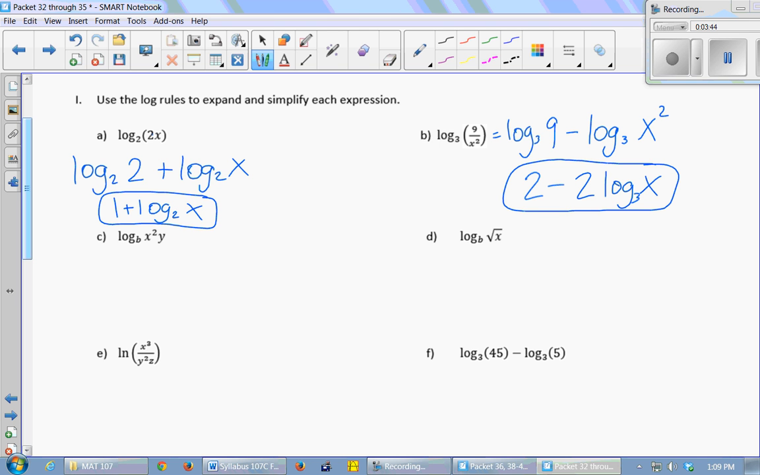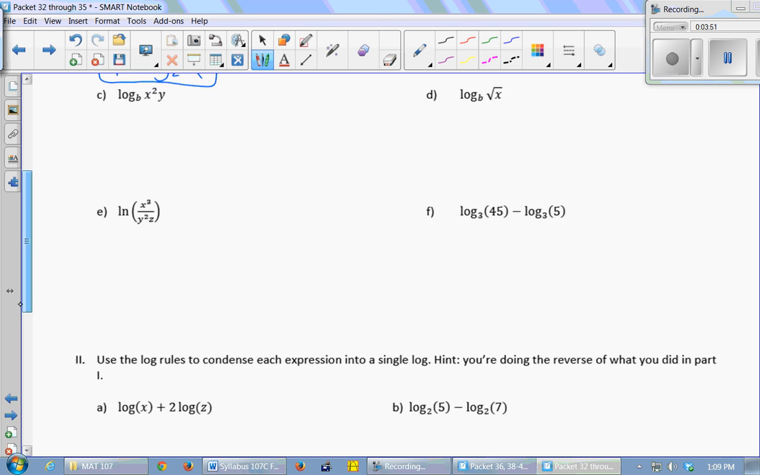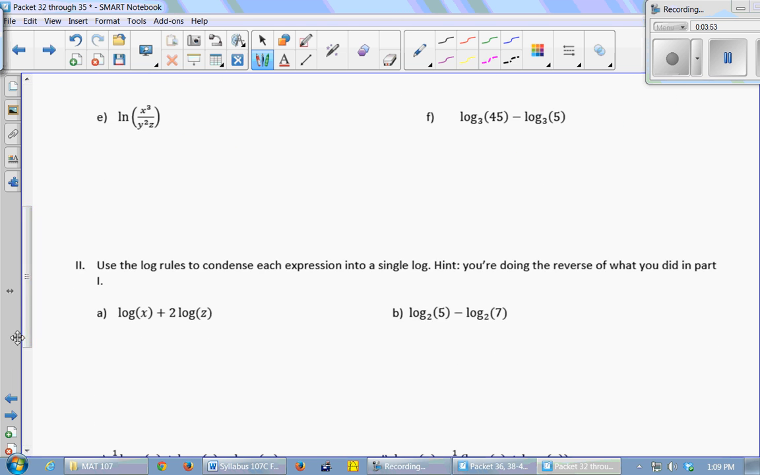Any requests? You want me to do another one? You want me to do like the most complicated one? E? Okay, let's look at E. The ln of x cubed over y squared z. So first thing I'm going to do is simplify the quotient, right?